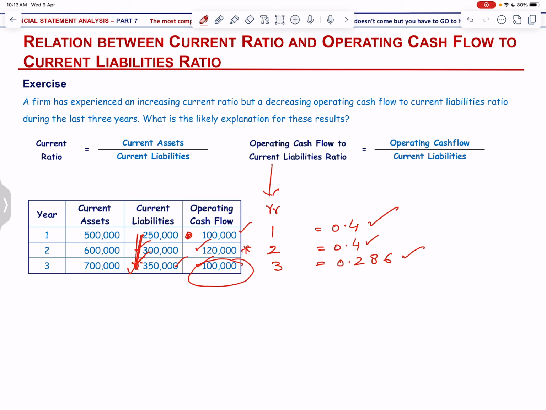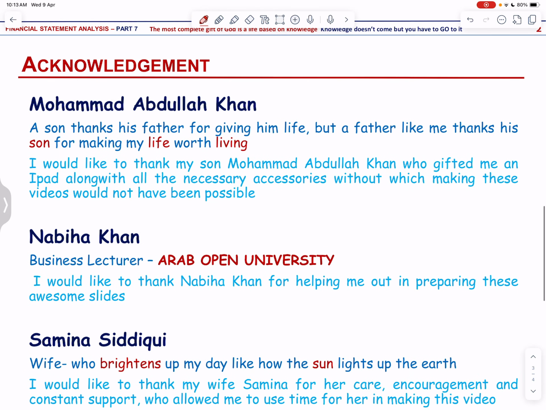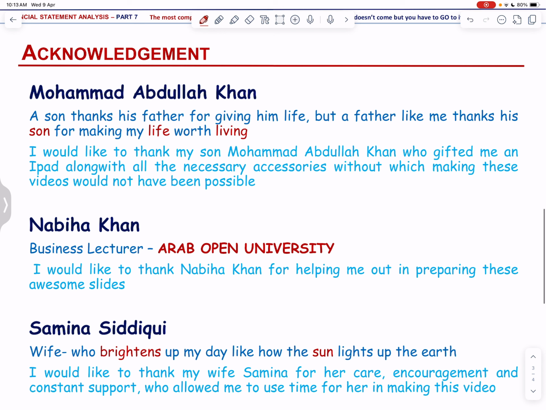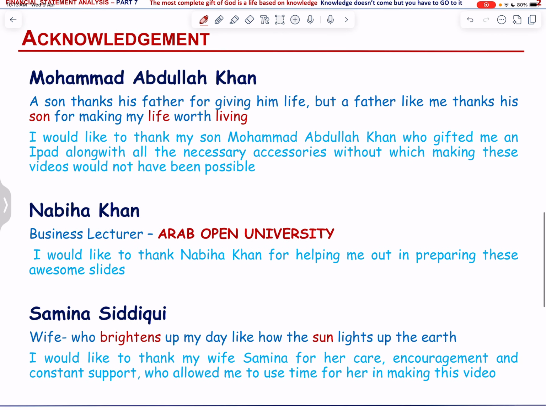So we hope we are able to clarify how to analyze the relation between current ratio and operating cash flow to current liabilities ratio. So this completes the video on how to analyze the relationship between current ratio and operating cash flow to current liabilities.